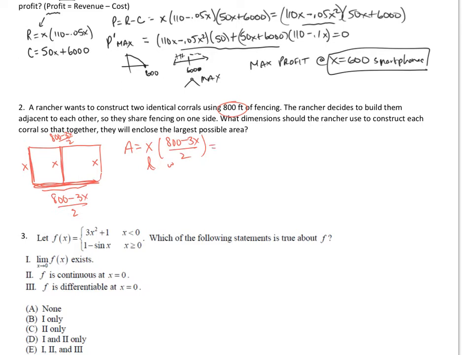Well, we can clean this up a little bit. We end up with 400x minus 3 halves x squared. Our domain here is, I cannot use any fencing, which is 0, all the way out to, well, I'm not limited. It would have to be, I could say 800. I shouldn't really put infinity because I'm limited to 800 feet of fencing. And if I use 0, I would have to use all 800 on the other ends, but that wouldn't work out.